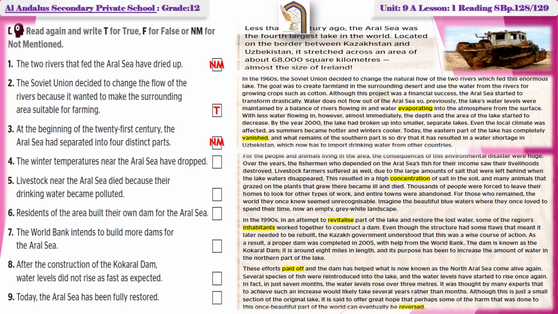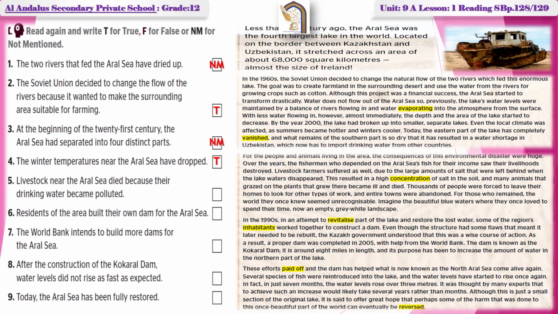Sentence 4. The winter temperatures near the Aral Sea have dropped. Very good. The sentence is true. Now we can refer to the text to work out the evidence. Again, the evidence can be found in the first paragraph, third line from the bottom. Even the local climate was affected as summers became hotter and winters cooler. This is very good. So our sentence was true and our answer was correct.